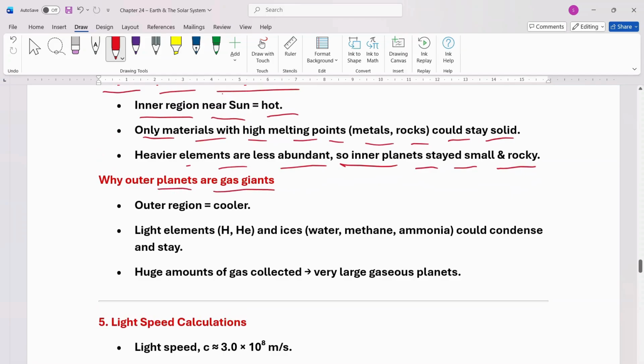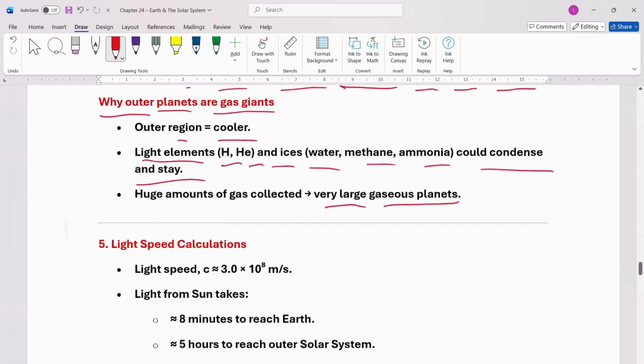Why are outer planets gas giants? The outer region is cooler. Light elements, hydrogen and helium, and ices such as water, methane, and ammonia could condense and stay. A huge amount of gas collected, forming very large gaseous planets.